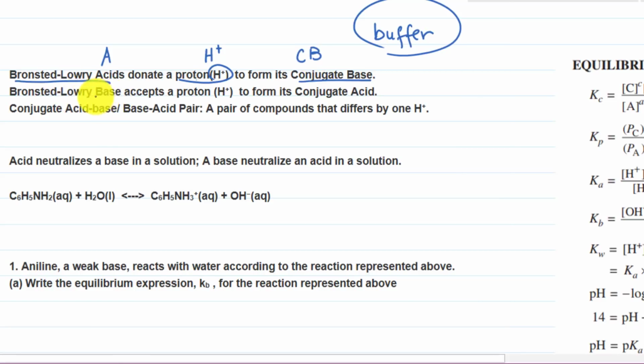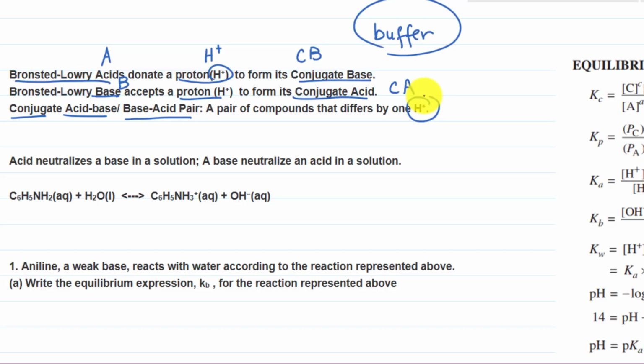A Bronsted-Lowry base, which we're going to abbreviate with the letter B, does the opposite. Instead of donating a proton, it accepts a proton from the acid. In this case, it would accept an H+. And of course, a base would now become a conjugate acid, so we call this Ca. If you notice, it exists in terms of a pair, and we have a specific name for this. It's called a conjugate acid-base pair, or conjugate base-acid pair, because it really exists as a pair. The only difference between the two compounds in a pair is, of course, one hydrogen plus.